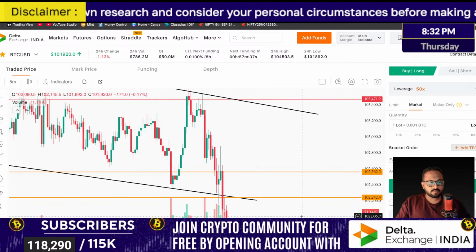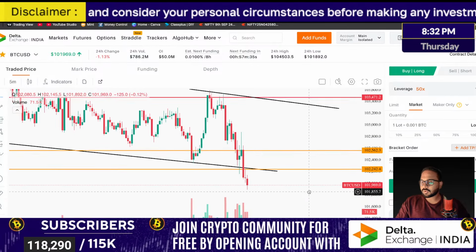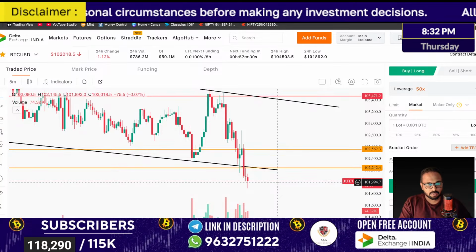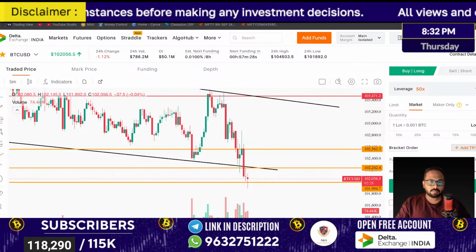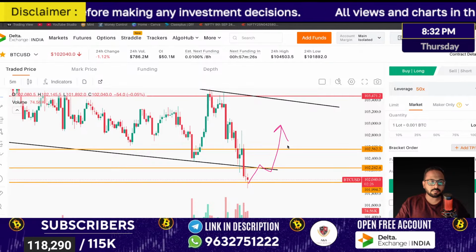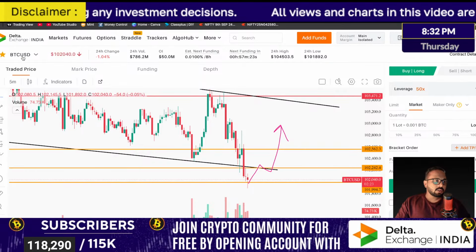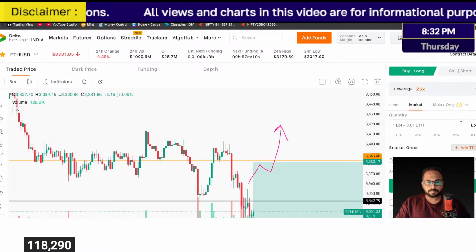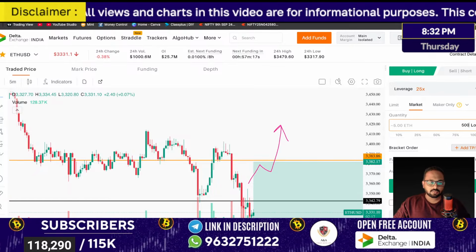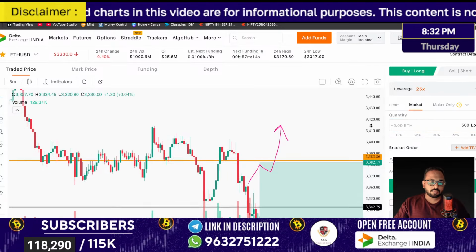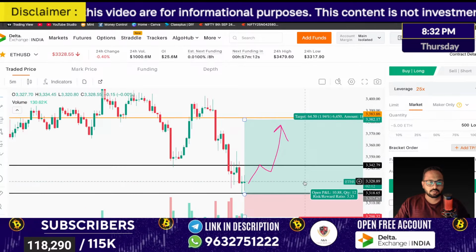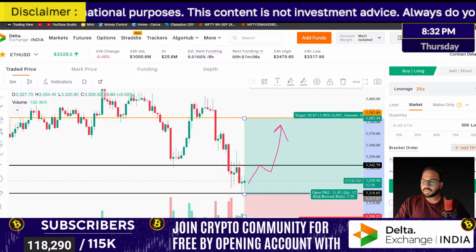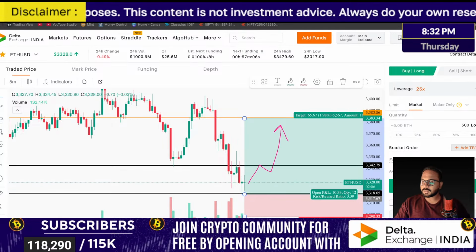The zone where BTC has come right now, 960, this zone, this can be a trapping. From here there's a chance of reversal. So if you want to take a bearish trade, that is up to you. I will not be taking it. BTC trapping can happen. Simultaneously, I'm looking at both BTC and Ethereum.